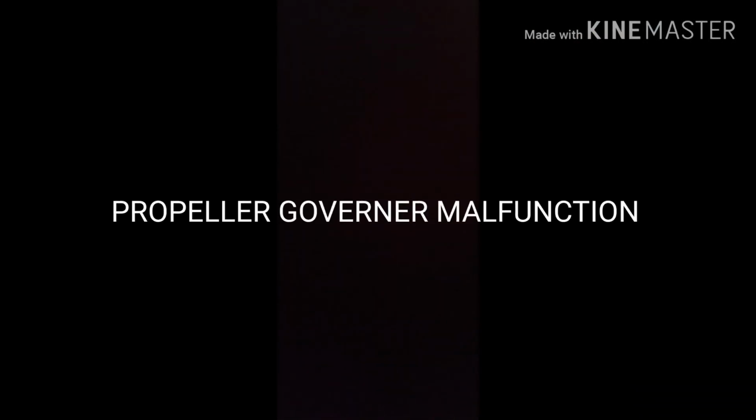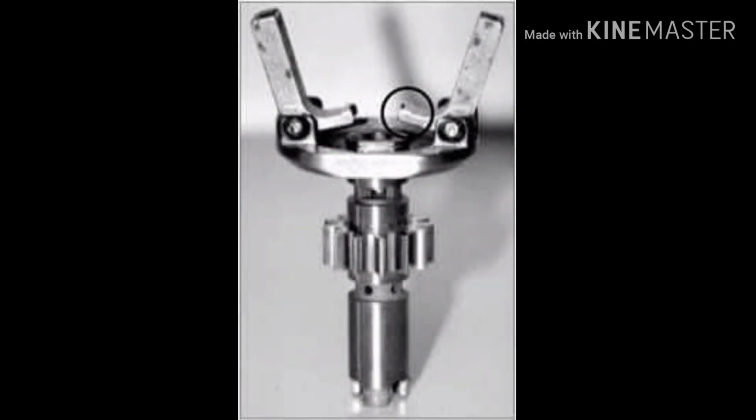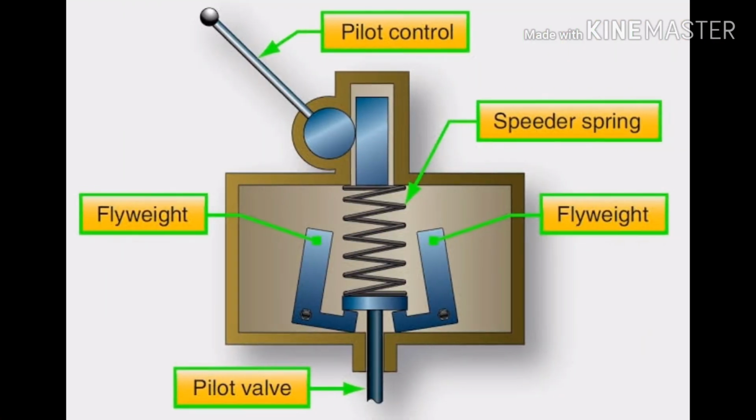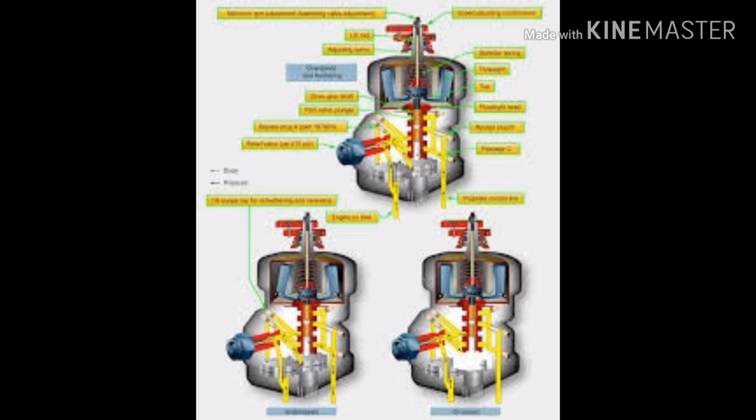Propeller governor malfunction. The governor regulates oil flow to the propeller to adjust its pitch in order to maintain a set RPM. A malfunctioning governor may prevent the propeller from changing pitch, limiting the engine to a low RPM or causing overspeeding of the engine. The governor may also fail in such a way as to cause the engine to surge and the RPM to vary.